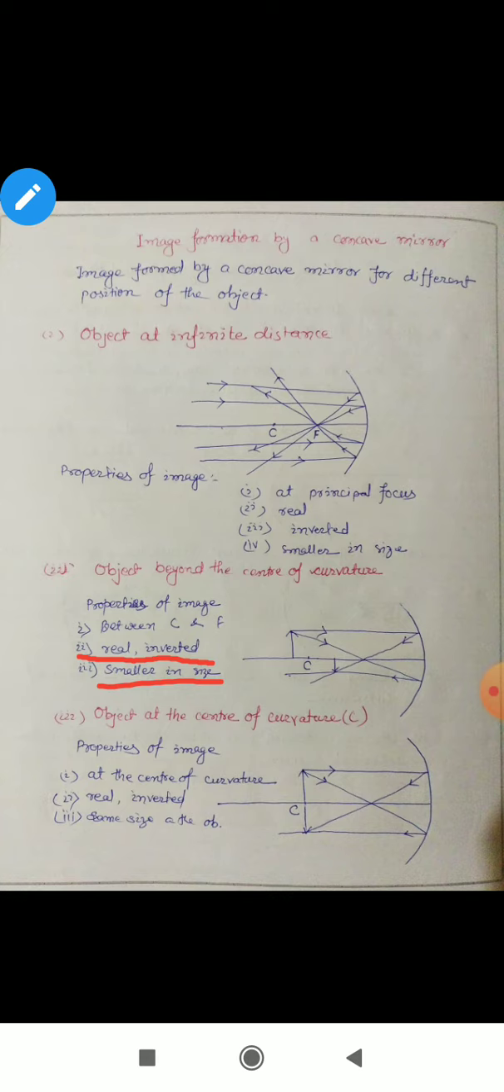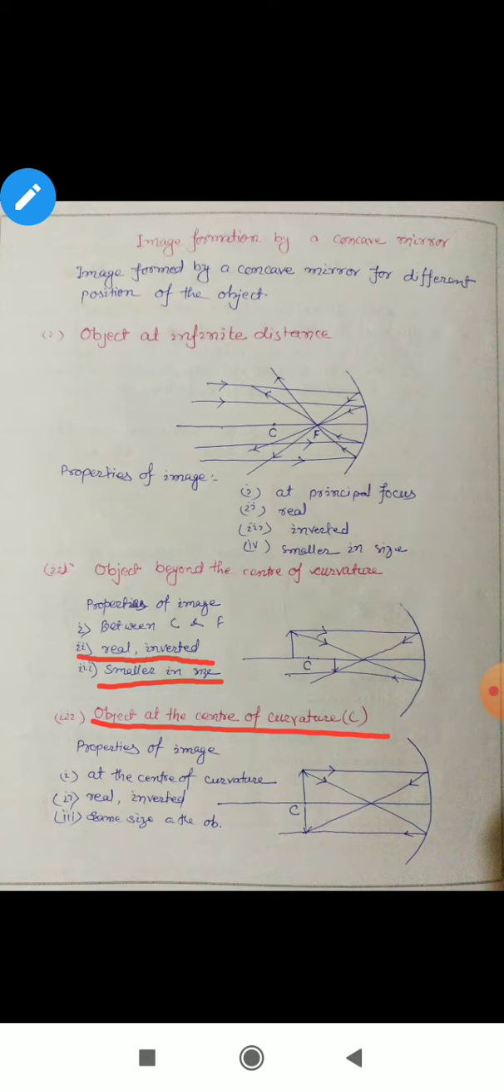And now the next position, when the object is at the center of curvature. Here also again we will take two rays. One ray which passes through the focus, after reflection becomes parallel to the principal axis, and another ray, the ray which is parallel to the principal axis, after reflection will pass through the focus.